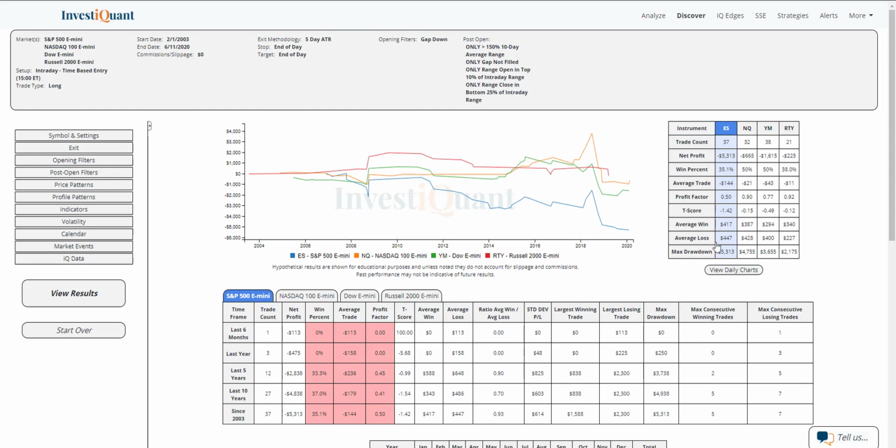What also stands out here is average loss on these is larger than the average win on 3 out of the 4. Russell is the only exception. So on average, it is losing more than it wins when it does win. So this is a price action based off of this trend day that is developing.